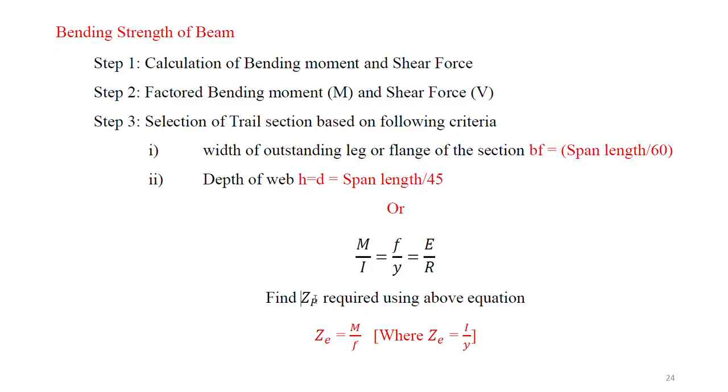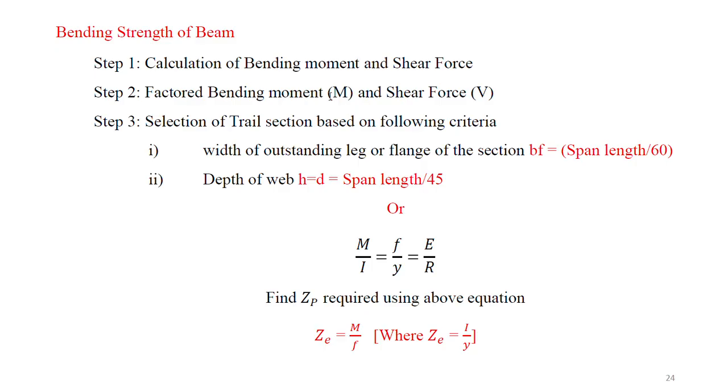How can we find this? We can't find it directly, but it can be found by using the elastic modulus of the section. By taking the maximum moment from the applied load, we will come to know the maximum factored moment of the section, M. That M by F value, if you substitute, will give the ZE value. M by F will give the ZE value, which is nothing but I by y. And from here M by F also we can take.